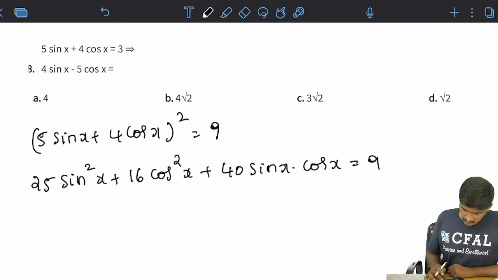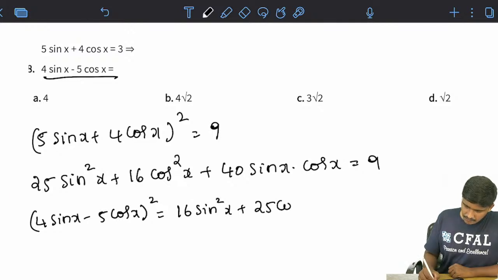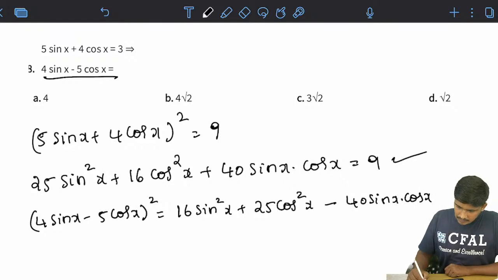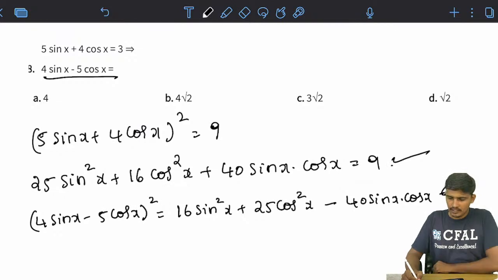So what we wanted actually is the value of this particular expression, right? So what I am going to do is 4 sin x minus 5 cos x the whole square. So this is equal to 16 into sin square x plus 25 into cos square x minus 40 into sin x into cos x. Now using the first expression, I want to find the value of the second expression. Somehow is it possible?